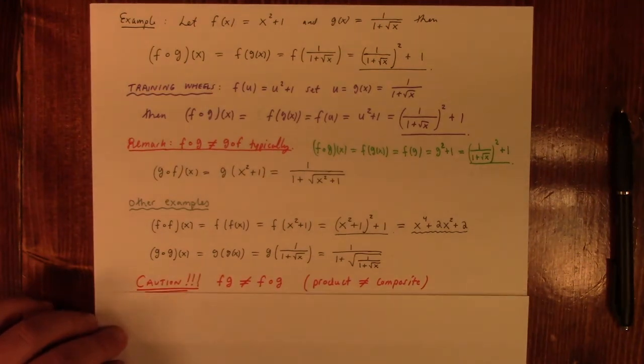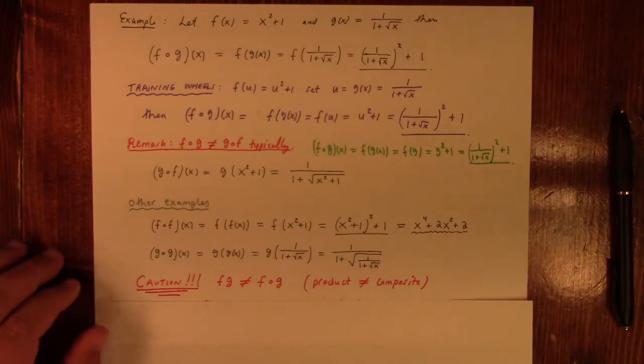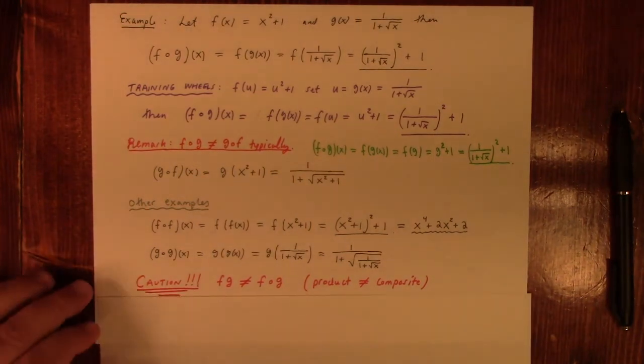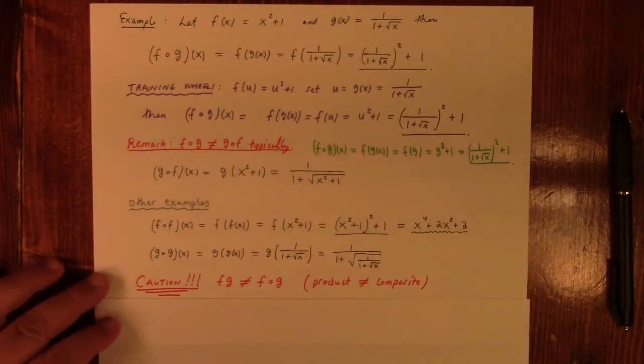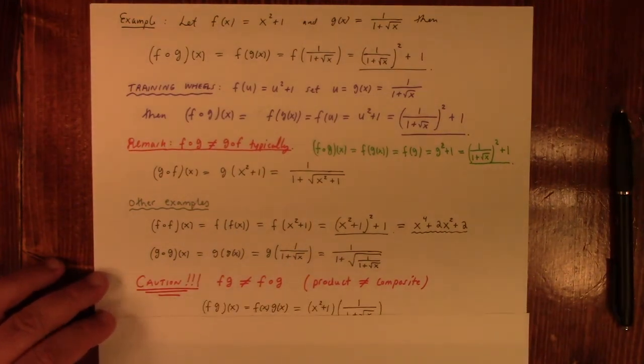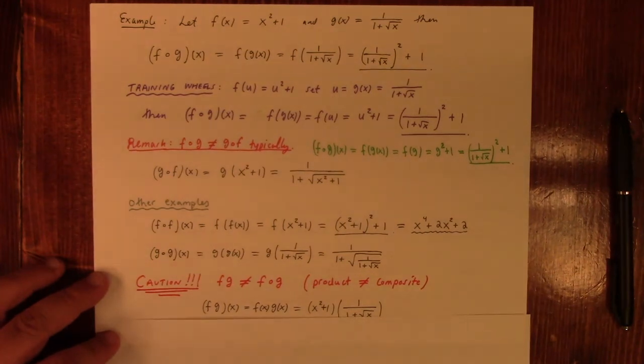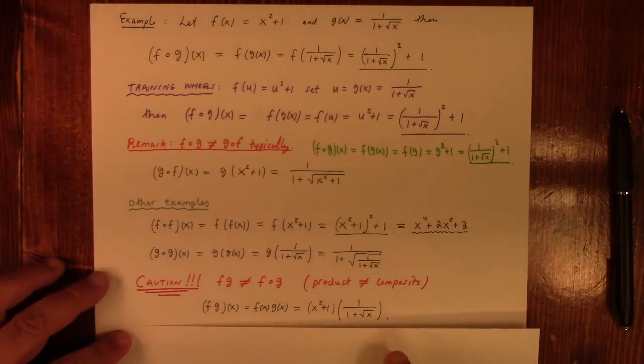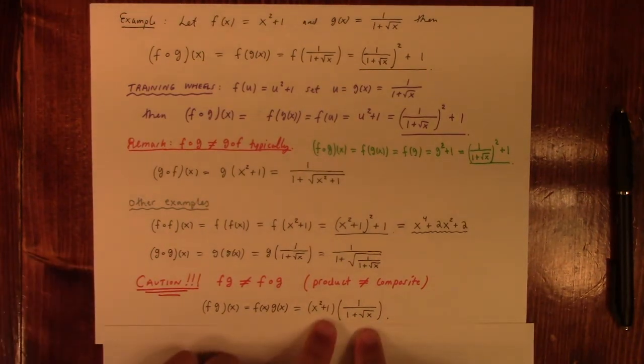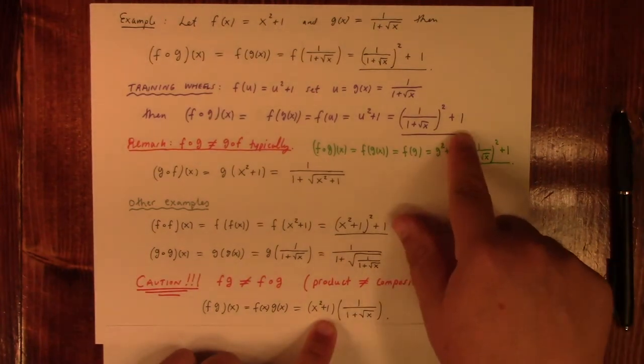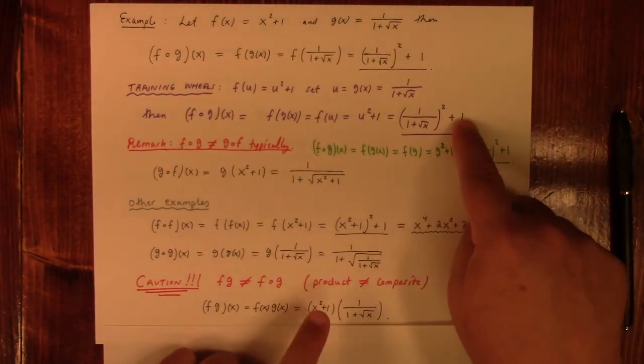And just before I forget, a caution: fg is not equal to f composed with g. A very common mistake students make at this point is confusing the product of two functions with the composite. The product of f and g here is x squared plus 1 times 1 over 1 plus root x. This, of course, is not equal, as a formula, to f composed with g of x, which we had back up there. These are not at all the same function.